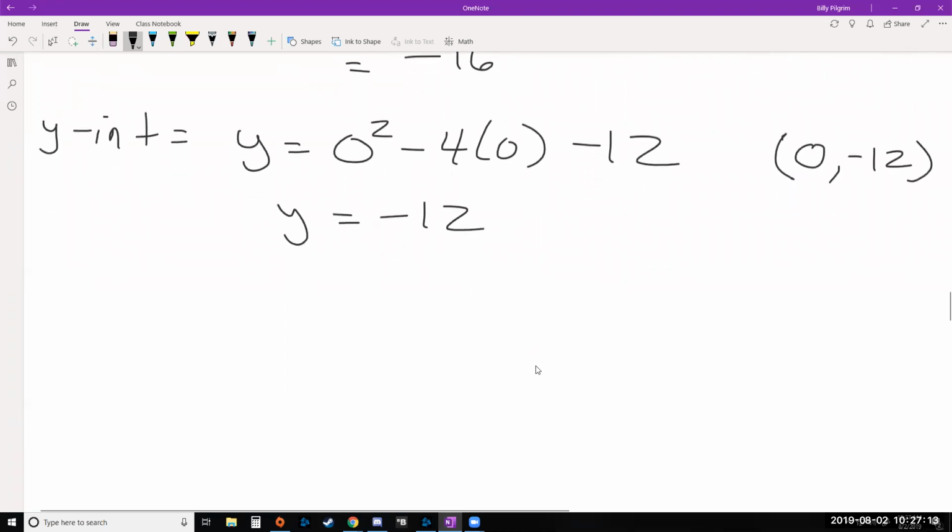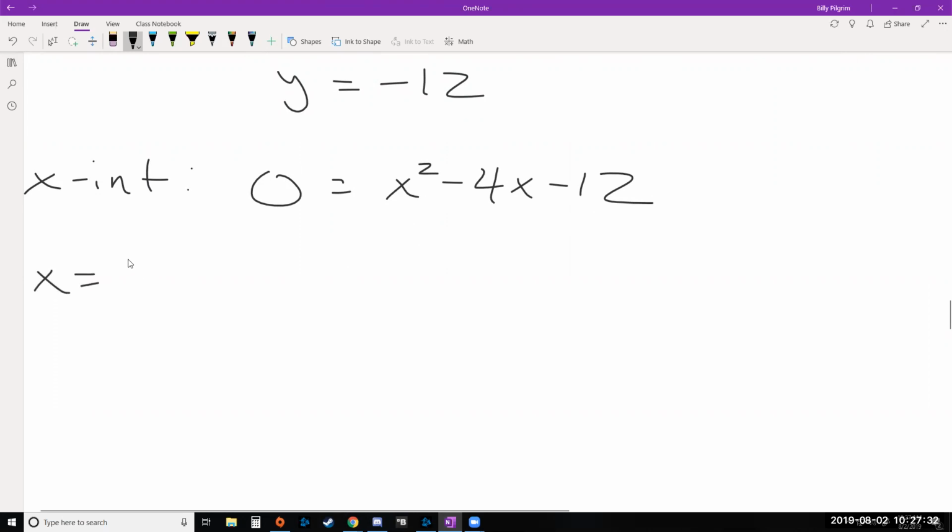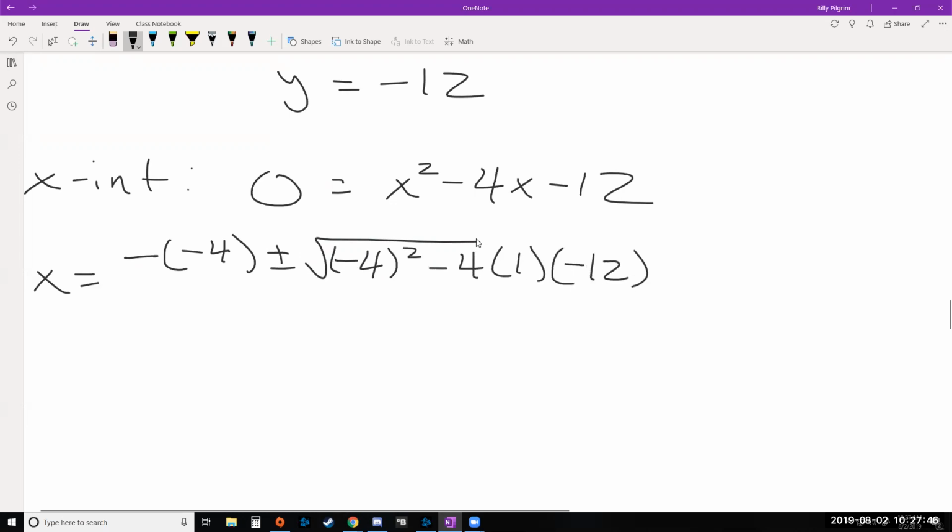Now for the x-intercept, again, we're going to plug in 0 for y this time. So for the x-intercept, we're going to set y equal to 0, and we're going to solve it for x. So again, x squared minus 4x minus 12. This is, again, where we need the quadratic formula. So x equals negative b, that'll be negative 4, plus or minus the square root of b squared, so negative 4 squared, minus 4 times a, which is 1, times c, which is negative 12, all over 2a, which in this case is 2 times 1.